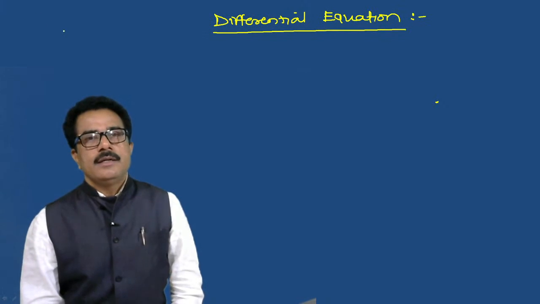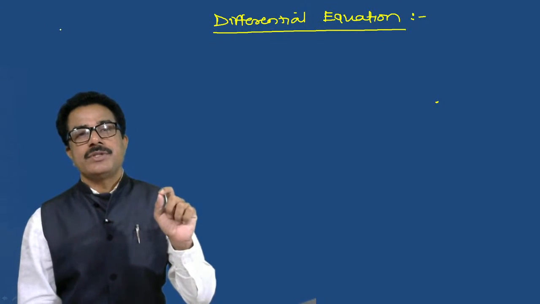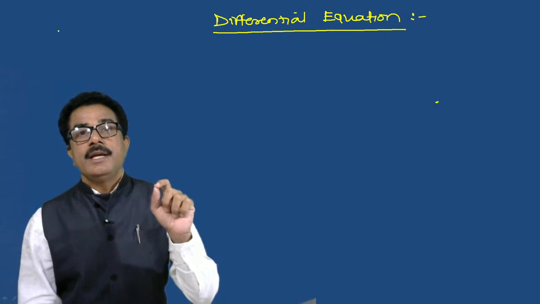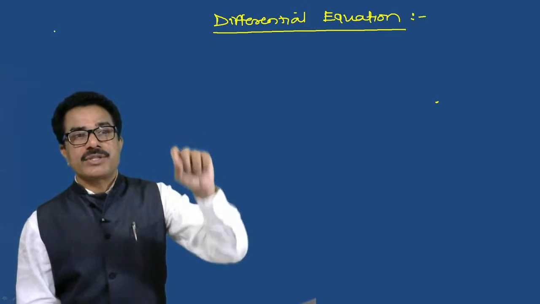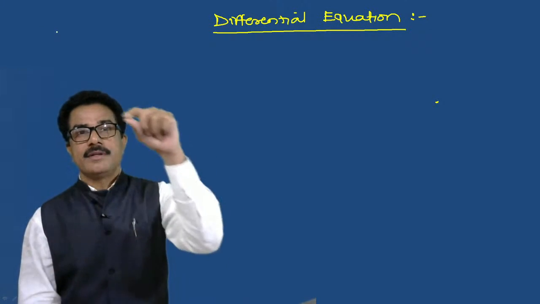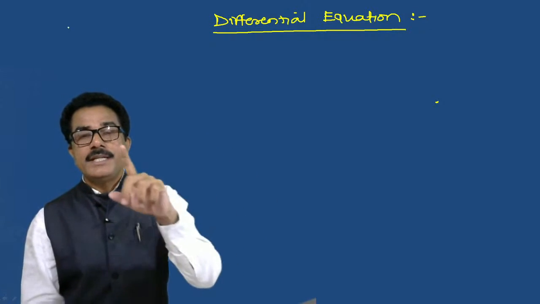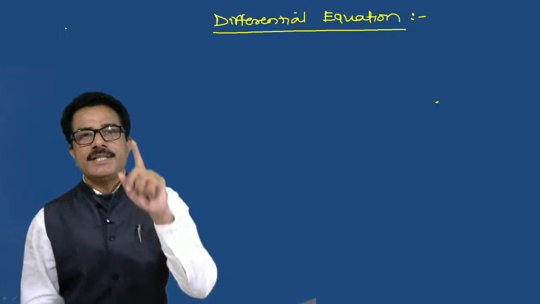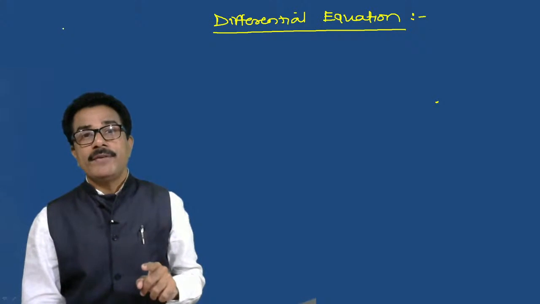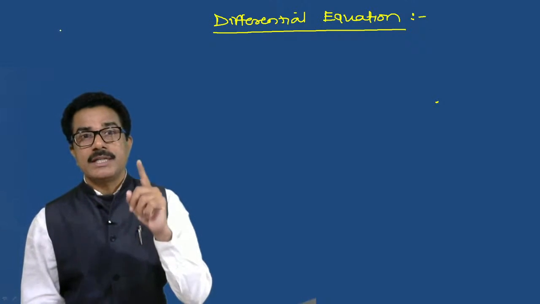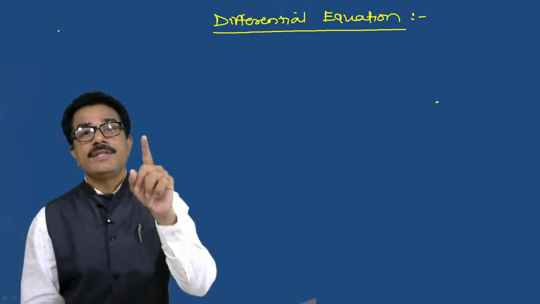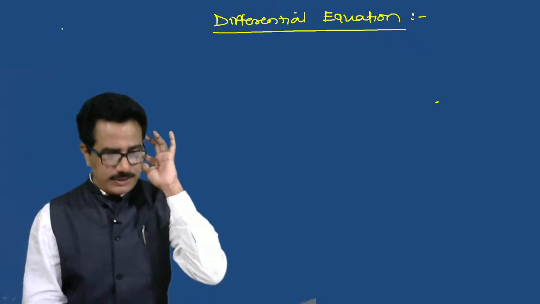आता लक्षात घ्या, dy by dx is equal to 6x square. Direct 6x square is again a function, so it is not a straight line. It is not directly the slope of a tangent, which is not a constant function. It is a function of x.